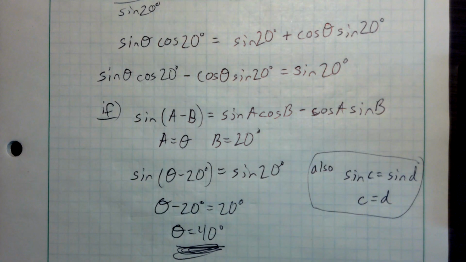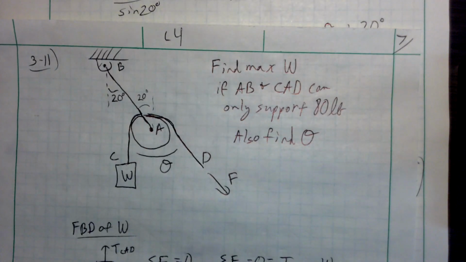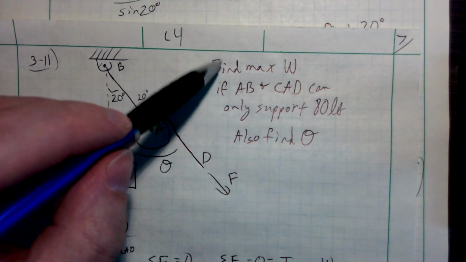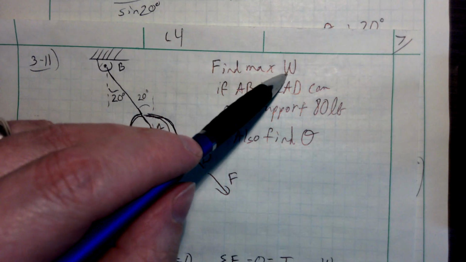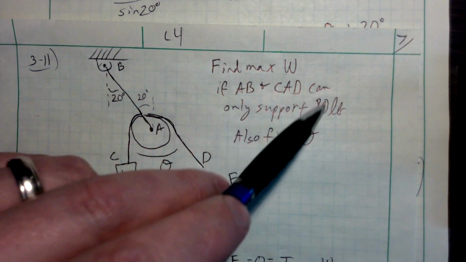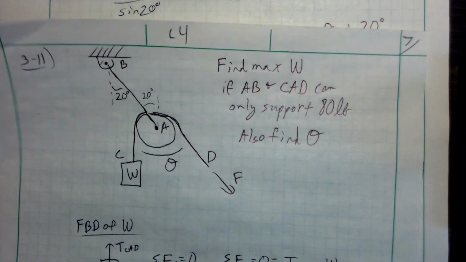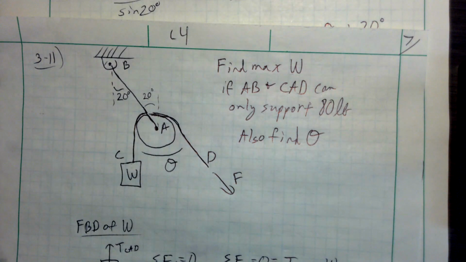Now, what are we trying to find? That's why we write it all the way back up here. We come back to the very beginning of the problem. We're looking for the weight. We know the tension in AB and CAD can only be 80 pounds. And we're also trying to find theta. Well, good news is we found theta, but we're also trying to find the weight. Now, how do we find the weight?